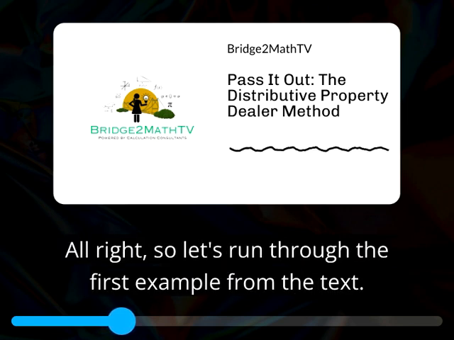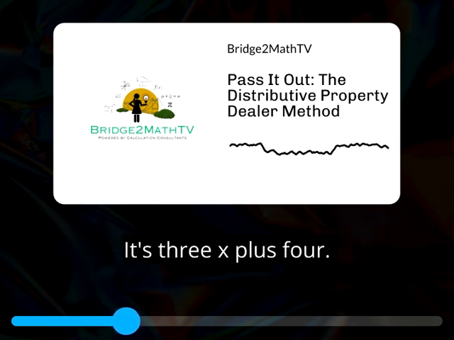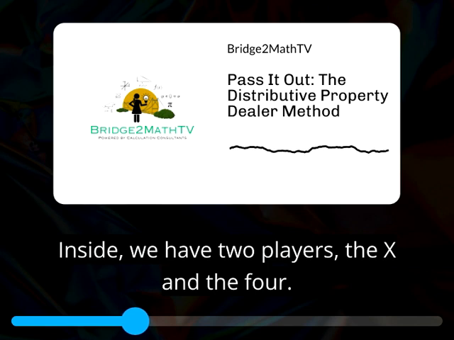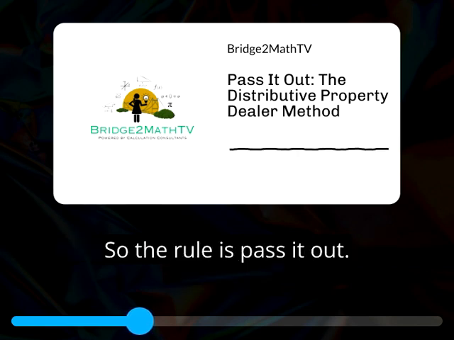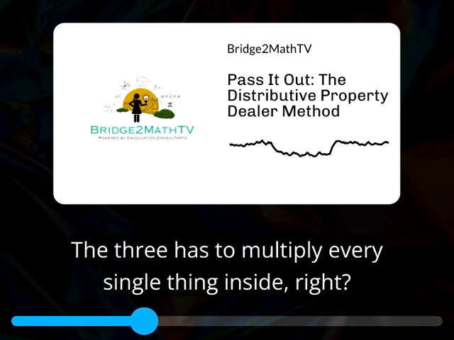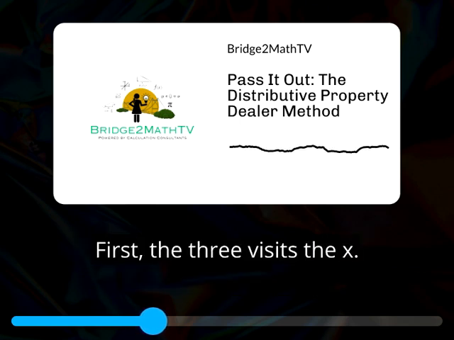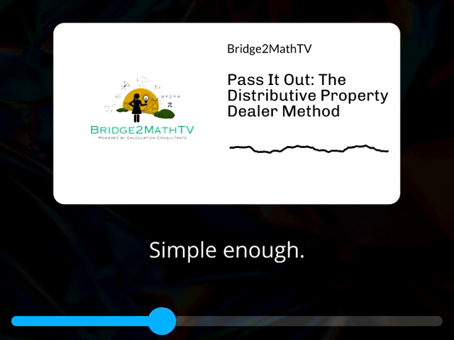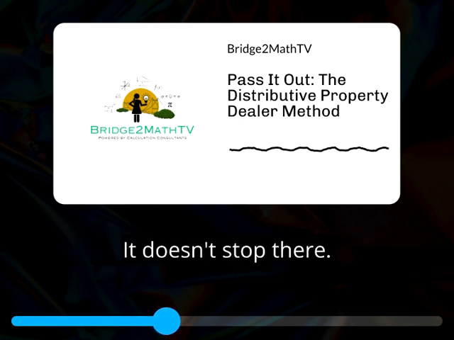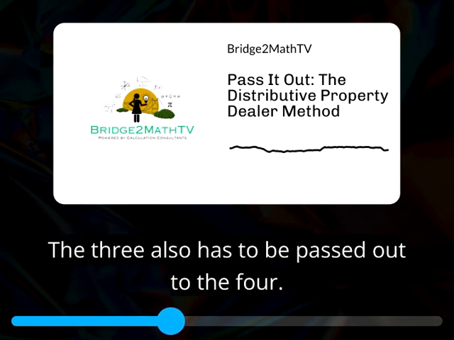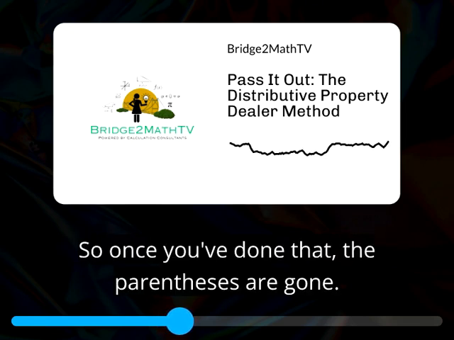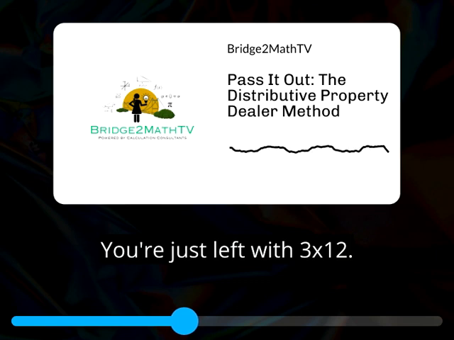All right, so let's run through the first example from the text. It's 3(x + 4). Okay, so the 3 is our dealer. Inside, we have two players, the x and the 4. So the rule is pass it out. The 3 has to multiply every single thing inside. Right. First, the 3 visits the x. 3 times x gives you 3x. Simple enough, and this is the crucial part. It doesn't stop there. It can't stop there. The 3 also has to be passed out to the 4. And 3 times 4 is 12. So once you've done that, the parentheses are gone. You're just left with 3x + 12.